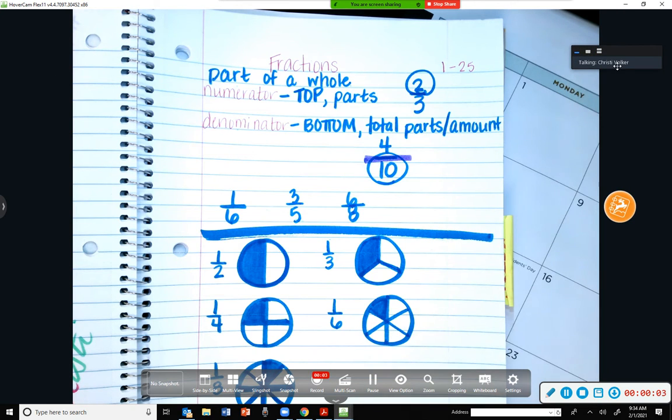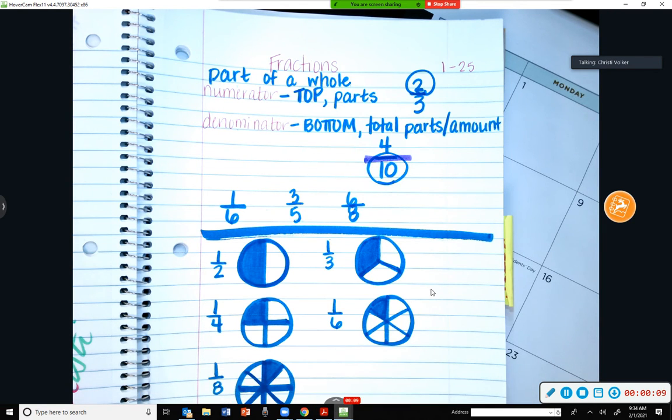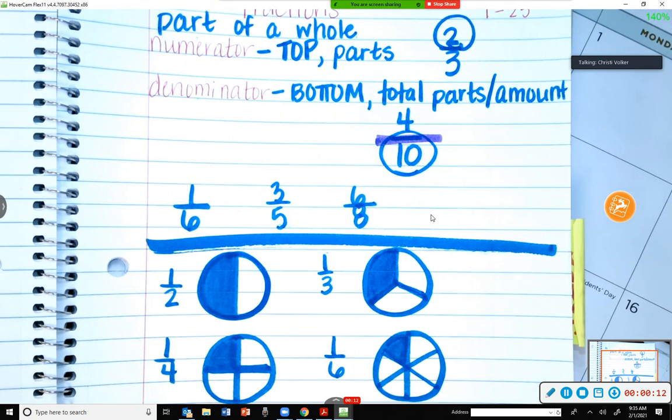Okay, guys, so we're going to go over fractions today. We're going to be comparing fractions. But before we do that, we need to go over some things that we've learned last week.